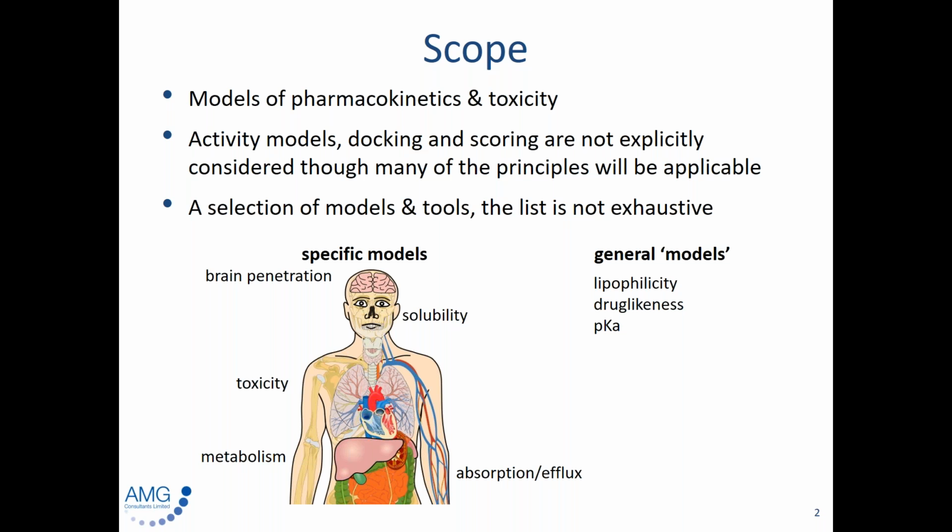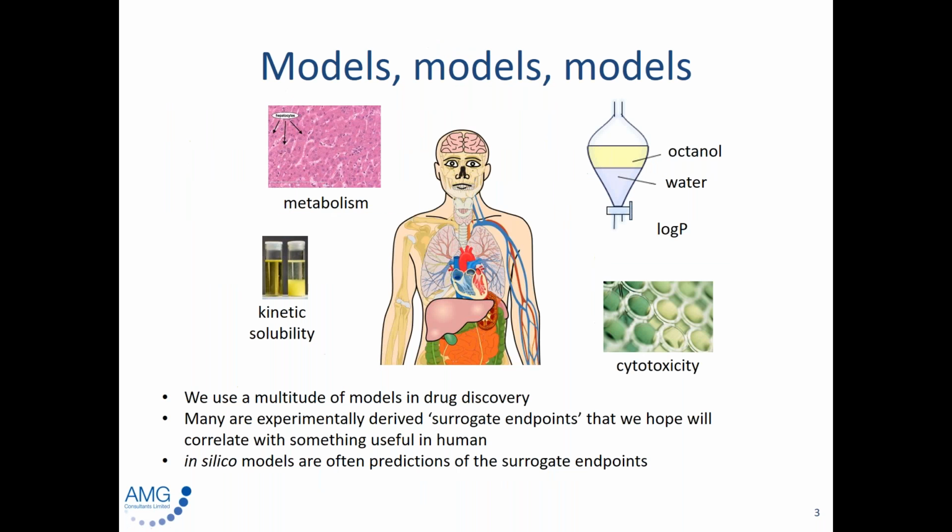So in terms of the models that we are talking about, I'm going to touch a little bit on some of the specific models, things like solubility, metabolism, absorption, and also some more general models. I guess logP isn't general in some senses, in as much as there's a very specific measured property that you're trying to predict, but because it applies to lots of aspects of drug discovery, it's used in a general way. And then some things like drug likeness and pKa. So we'll touch on both of those kinds of things.